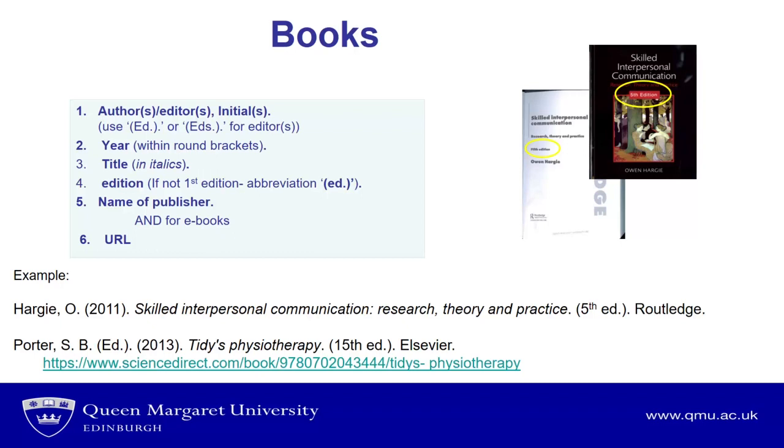And these are enclosed in parentheses. The next bit of information is the year of publication, and that goes in round brackets. The title follows, and that goes in italics. If the version was more than the first edition, that needs to be acknowledged, and the abbreviation used is ed. Again, that goes in parentheses. The name of the publisher follows, and then for ebooks, the last piece of information is the web address. The layout can be seen in the examples at the bottom of the screen.